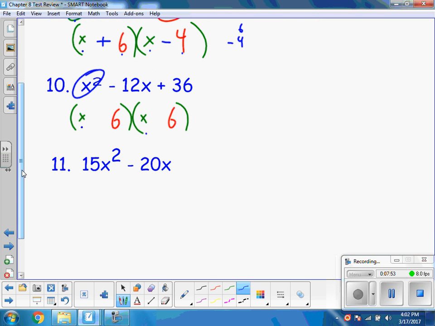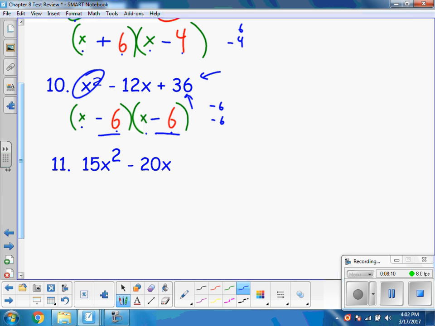For number 10, just for this guy right here, I did x times x to get x squared. And I asked myself what times what gets me 36? Well, 6 does, so I'm trying that one. And I can see that my 6 and my 6 together can get me to 12, but they would both have to be negative. So I do that, and it is true, because negative 6 times negative 6 gets me to 36.